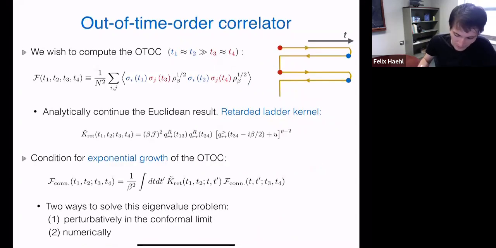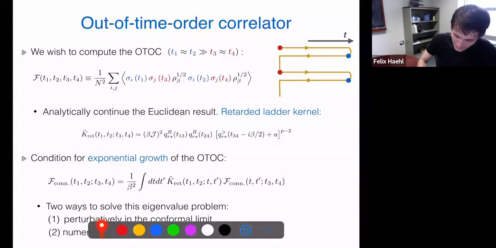Now, this was the Euclidean thing. Now you can analytically continue and consider the real-time four-point function in this out-of-time order configuration. And if the system is chaotic, we would expect this to grow exponentially. Now, so here's the real-time version of this ladder kernel.